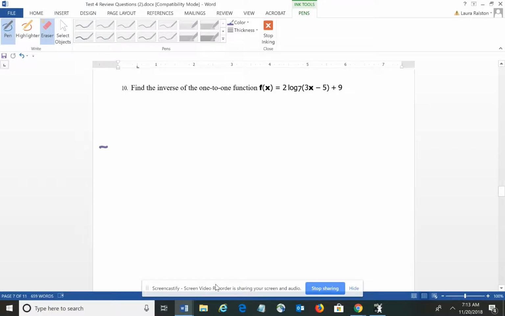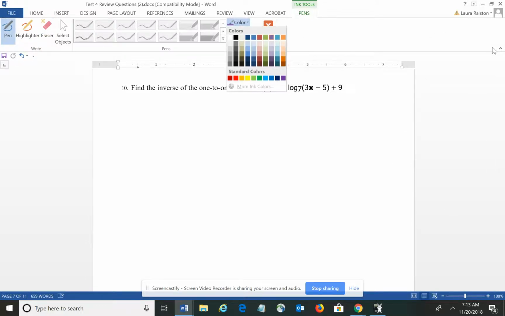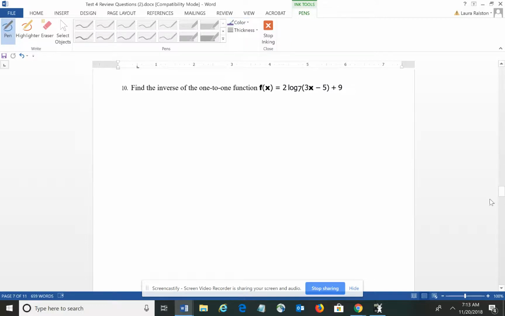This is a continuation of the test 4 review questions. We're picking up with question number 10. And question number 10 asks us to find the inverse of the one-to-one function f of x equals 2 log base 7 of 3x minus 5 added to 9.